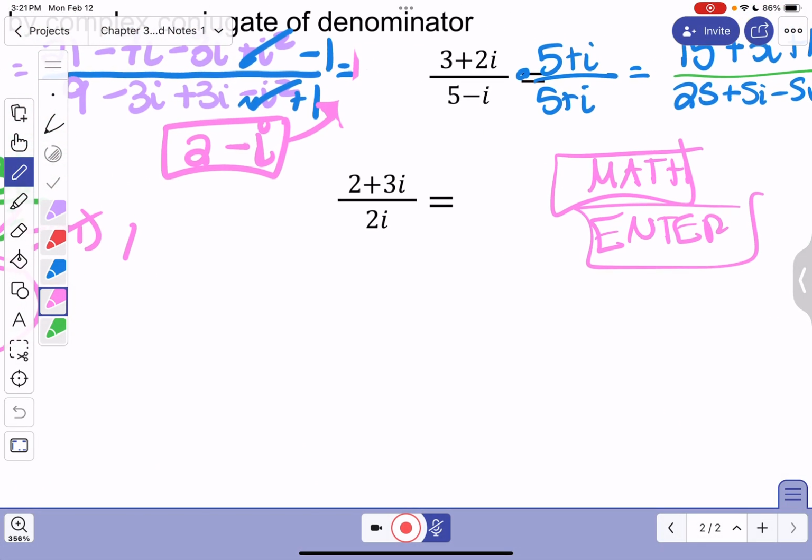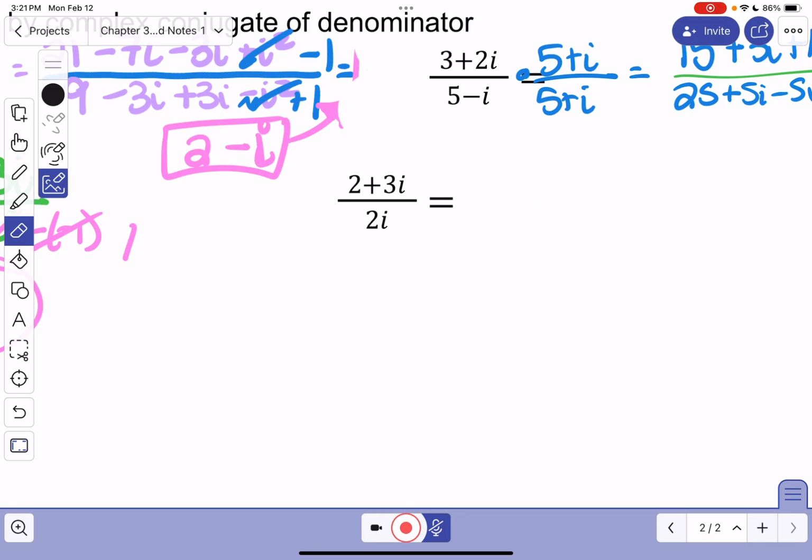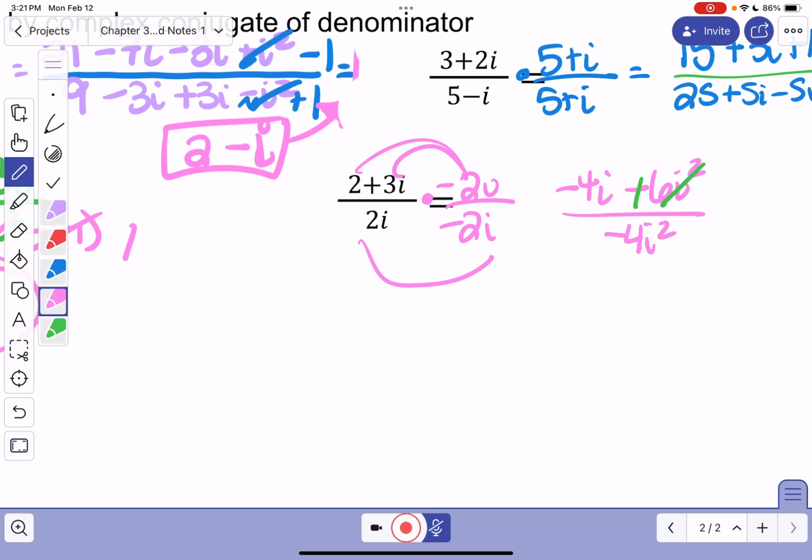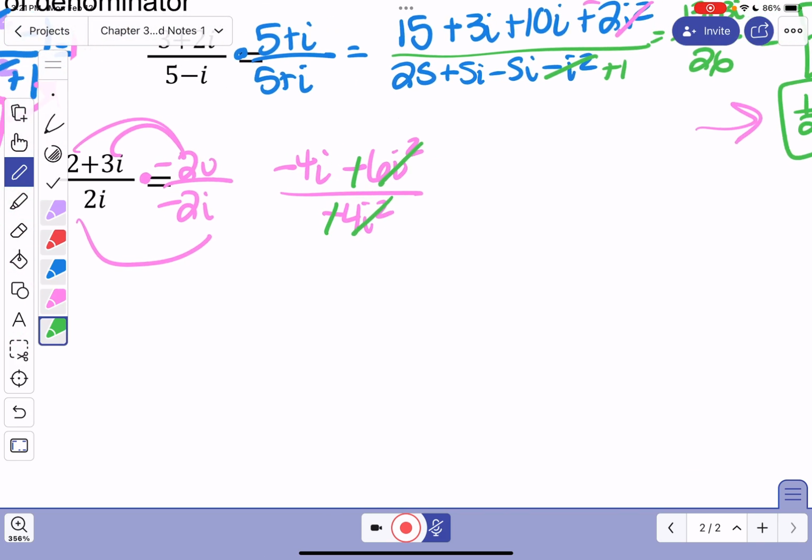Then if we did this other one, we would multiply by negative 2i. So 2 times negative 2i is negative 4i. 3i times negative 2i is negative 6i squared. And then 2i times negative 2i is negative 4i squared, which gives us negative 4i plus 6 over 4. Everything's divisible by 2. So negative 2i plus 3 over 2, or negative i plus 3 over 2.